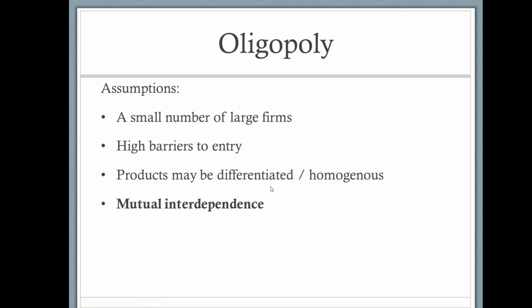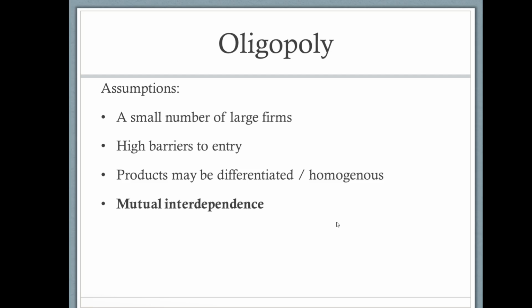But at the end, when we talk about oligopoly, the first three of them are pretty much very similar to monopoly. But number four is basically the most important thing that we are going to learn in oligopoly, and that's why I kind of bolded it. When we talk about oligopoly, there's one thing we will always see, and that is mutual interdependence. Because there are a small number of large firms in the market, and only a few firms competing with each other, they are all interdependent.